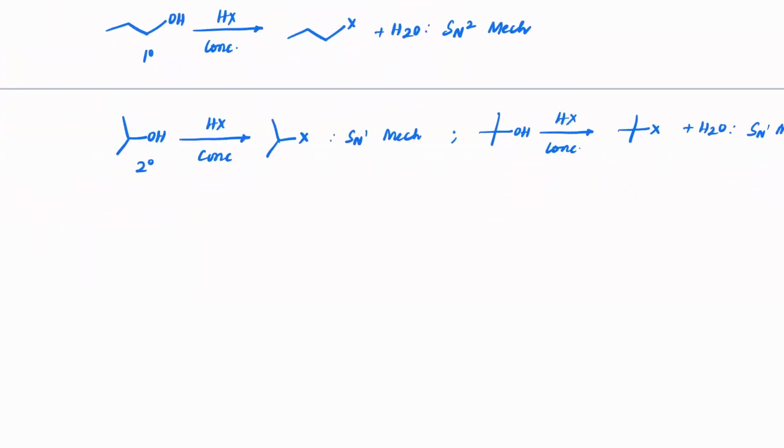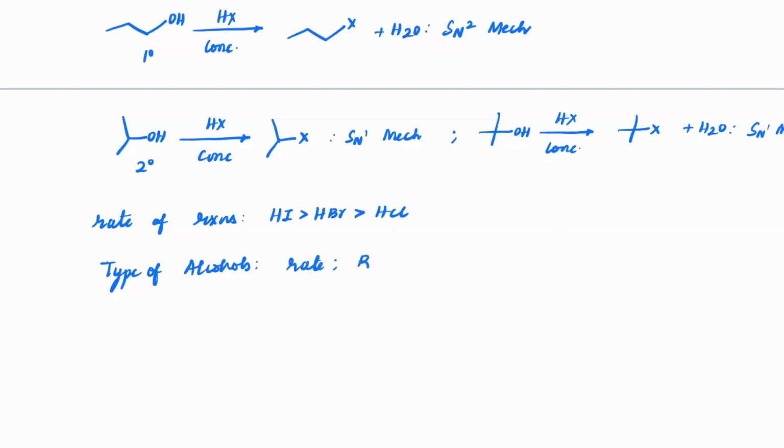Now notice the rate of reactions here. The rate of reactions will be greater in the case of HI, HI much greater than HBr, greater than HCl. And for the type of alcohols, if you compare alcohols, then the rate will be ROH 1 degree greater than ROH 2 degree alcohol and ROH 3 degree alcohol.